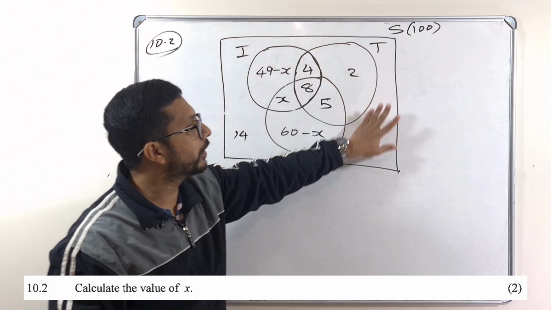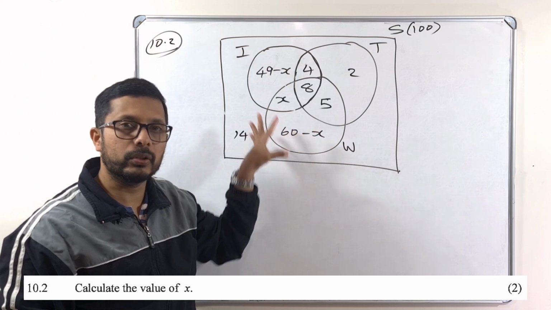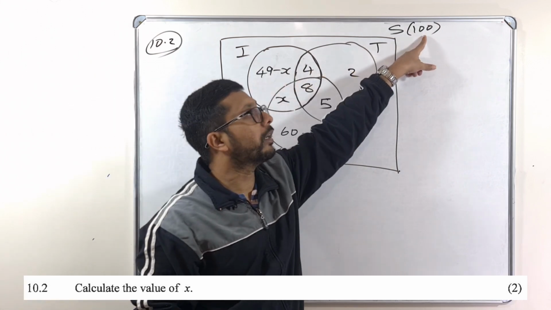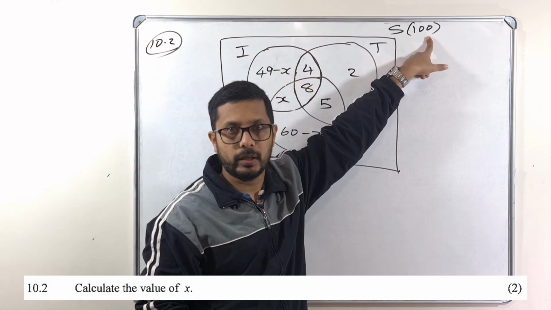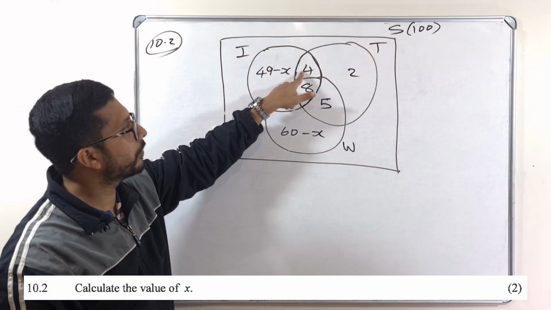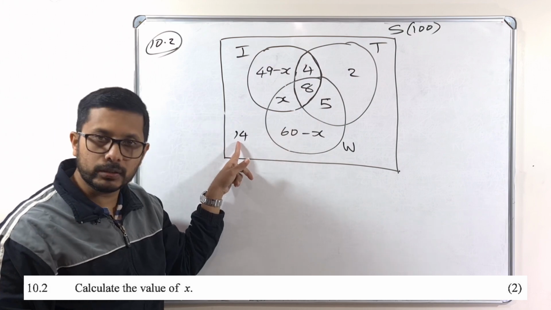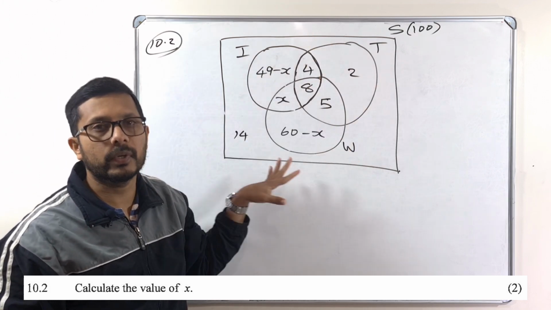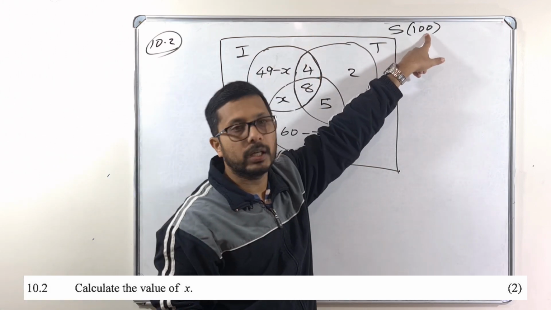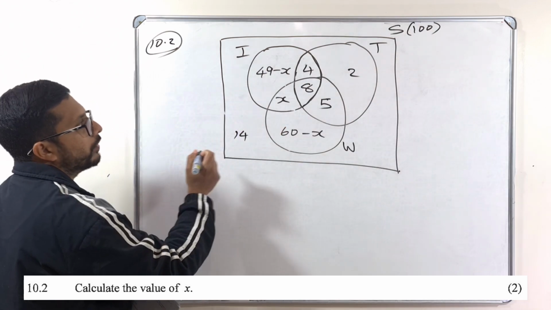Total, how many people are there altogether? How many grade 12 students are there? 100 grade 12 students. Am I right? Okay, so it means that when you add this 49 minus x, 4, 8, 2, 5, x, 60 minus x, 14, when you add all of that, you are supposed to get 100. Am I right? Okay, so then from there we have to find the value of x.